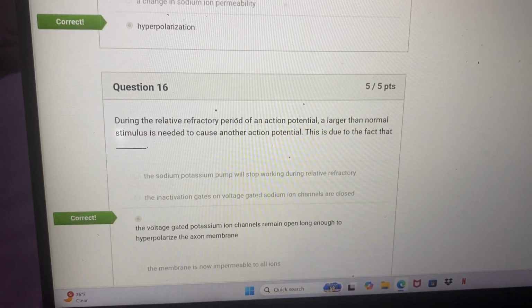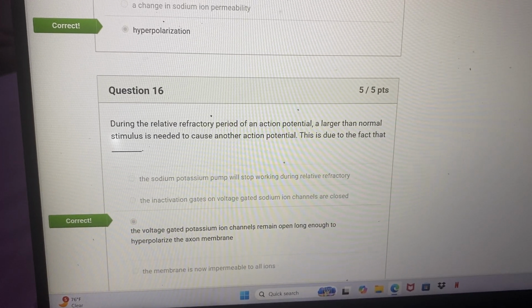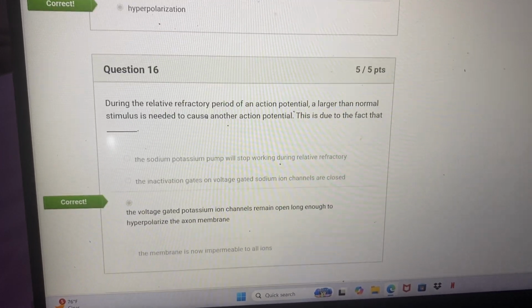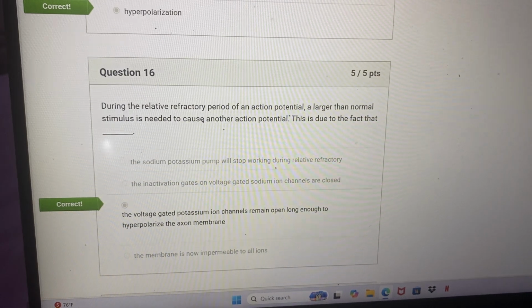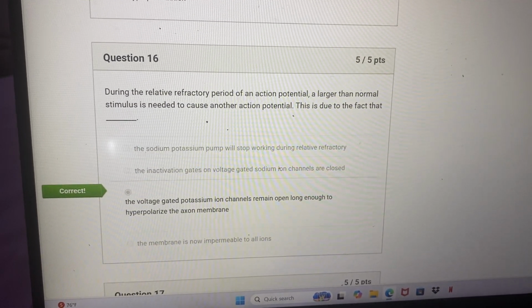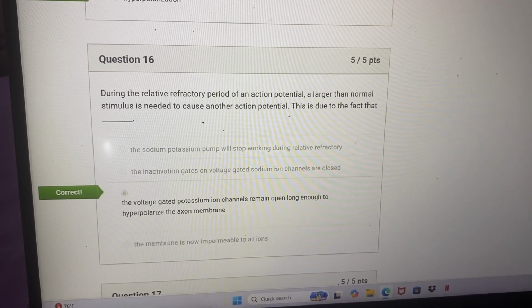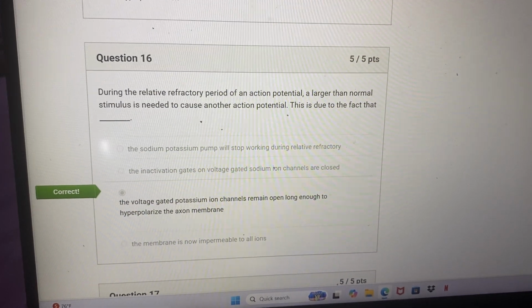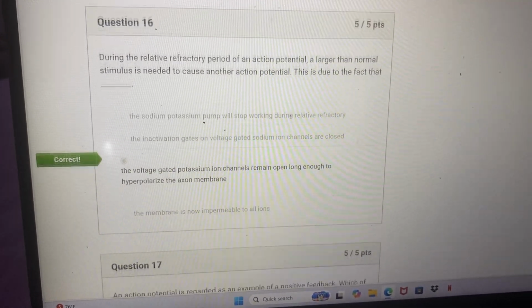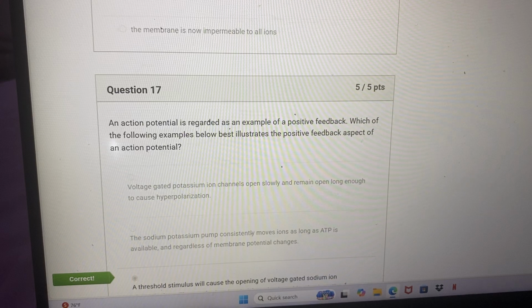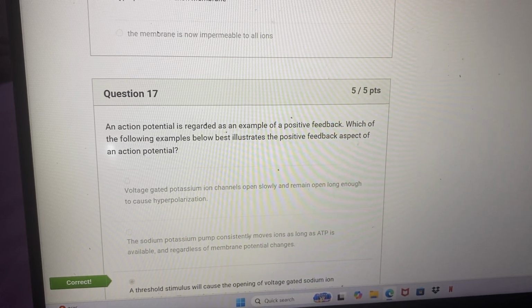During the relative refractory period of an action potential, a larger than normal stimulus is needed to cause another action potential. This is due to the fact that the voltage-gated potassium channels remain open long enough to hyperpolarize the axon membrane. An action potential is regarded as an example of positive feedback.